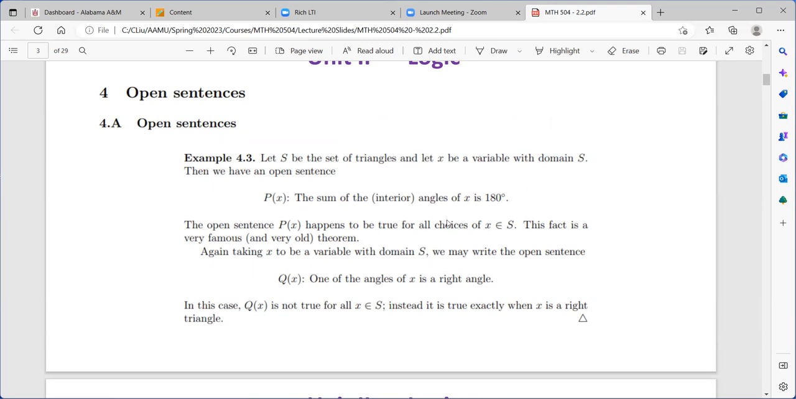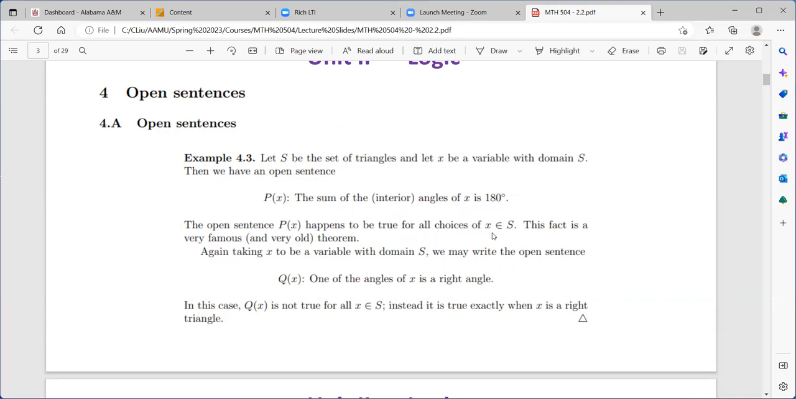And the open sentence itself says the sum of the interior angles of X is 180 degrees. And we call this P of X. So the X appears in here. All right. Okay.